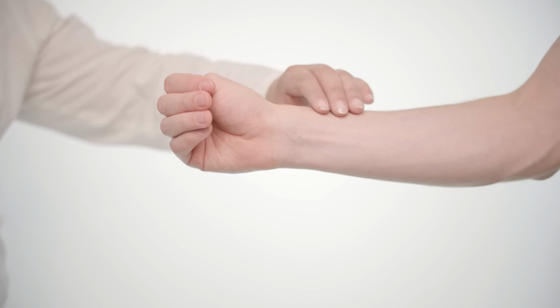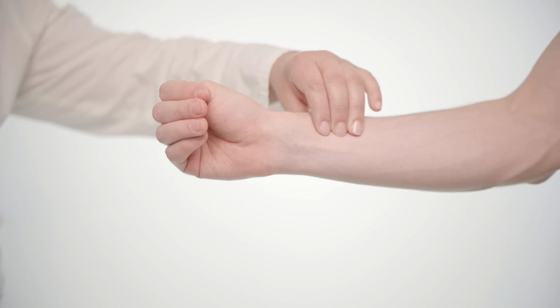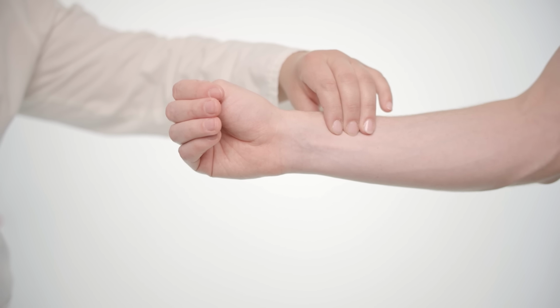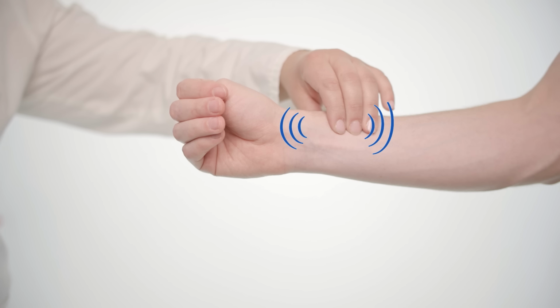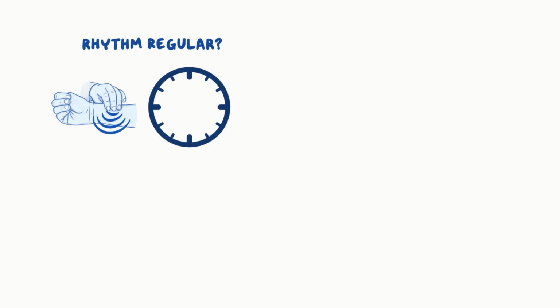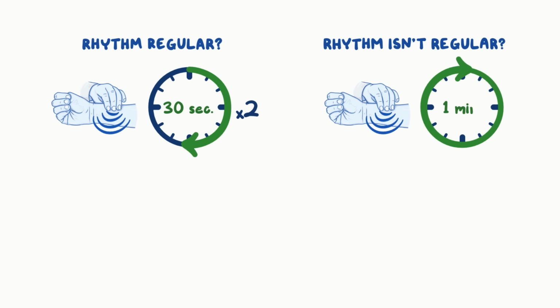First, place your first 3 fingers at the wrist flexor, laterally along the radius bone. Press firmly to obliterate the pulse, and then apply a little bit less pressure until you can clearly feel the pulse. Count the first beat you feel as 0. The second beat is 1, the third beat is 2, and so on. Is the rhythm regular? If so, count how many beats occur in a 30-second window, and multiply by 2 to get the heart rate. If the rhythm isn't regular, count the number of beats in a full minute.